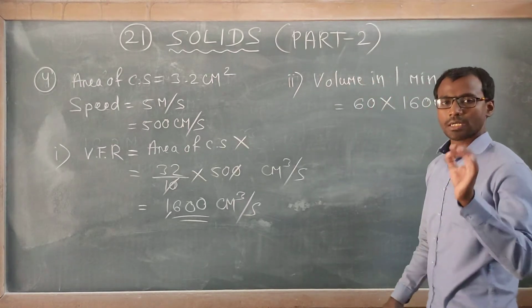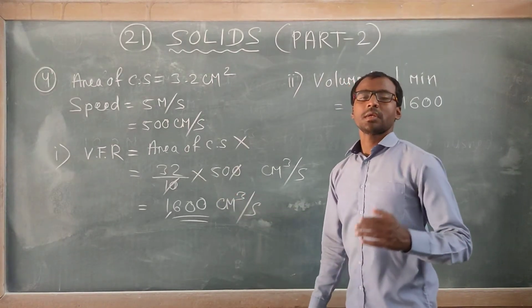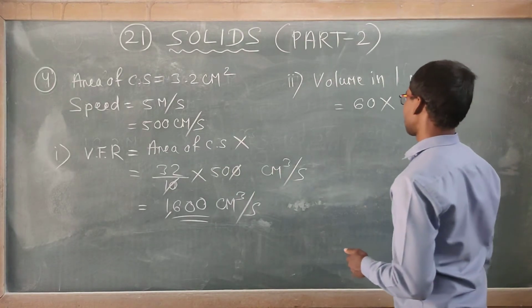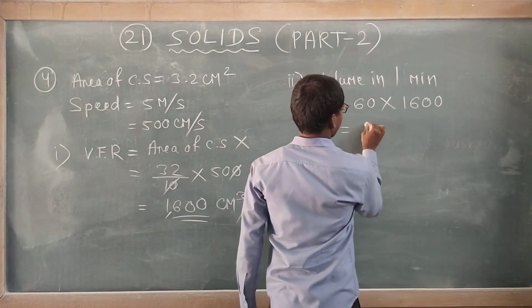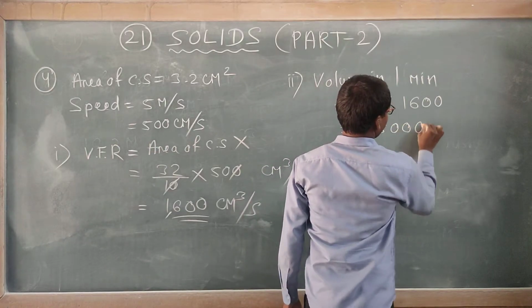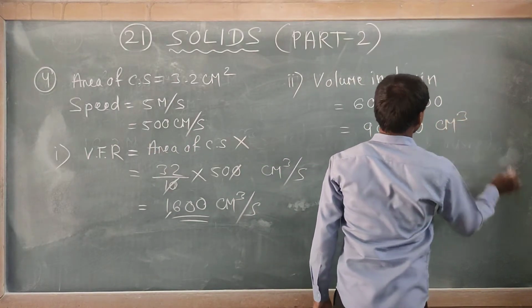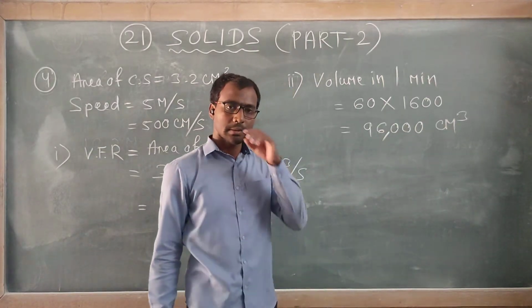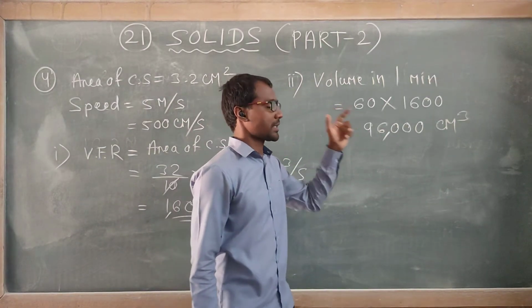Okay. In 1 second, 1600. In 1 minute means 60 seconds. Therefore, I multiplied by 60. 60 seconds, 60 into 1600, 96000 cubic, sorry, cubic cm.